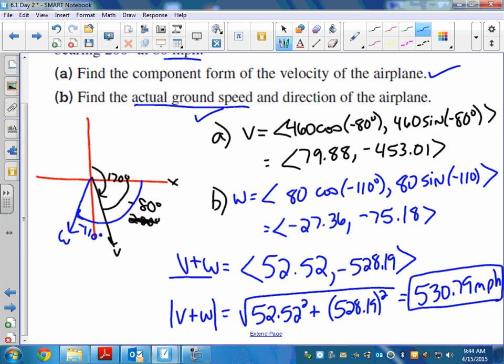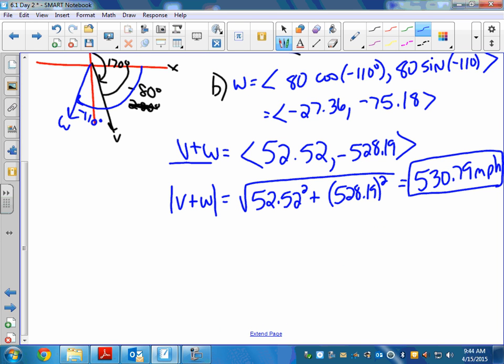I don't know if we want to draw it out or not. But what quadrant would that have to be in if it's 52.52 and negative 528.19? That means it's over here somewhere, right? I'm just going to draw a very terrible graph and label it not to scale.